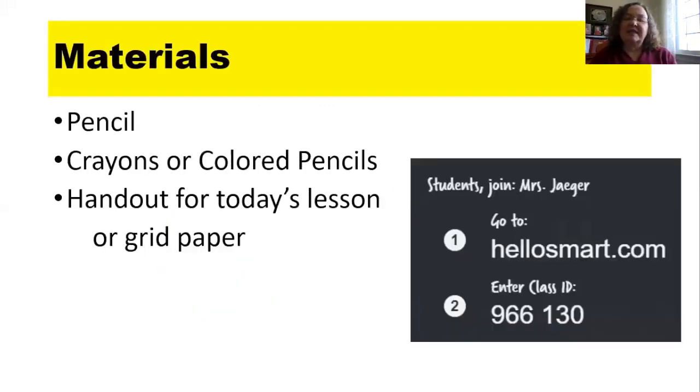All right, the materials that you're going to need today are a pencil, some crayons or colored pencils, and the handout for today's lesson or some grid paper. Now, if you don't have the handout for today, you can go to hellosmart.com and enter the class ID of 966130 and put in your name, and then you can follow along on the computer. This will work on an iPad and on your phone. So pause me for a minute while you get all your things and then come back.